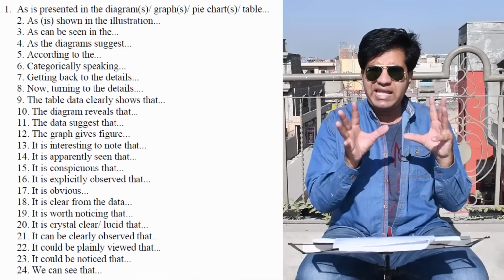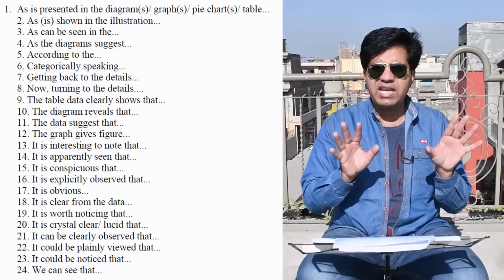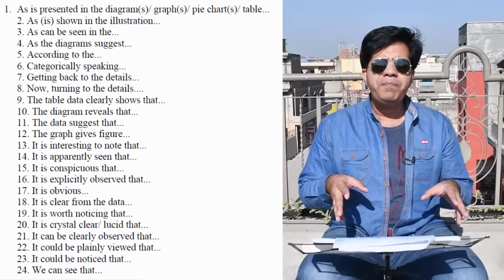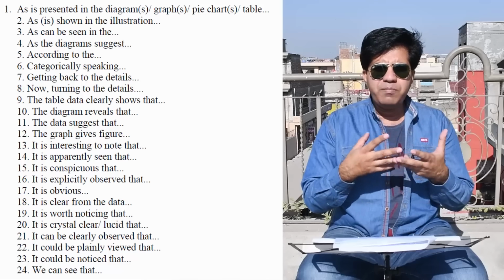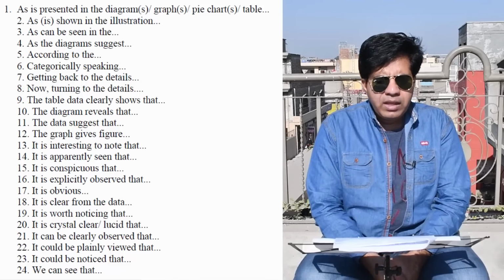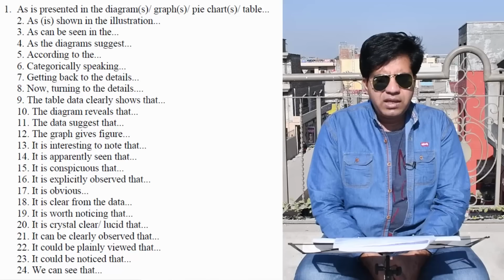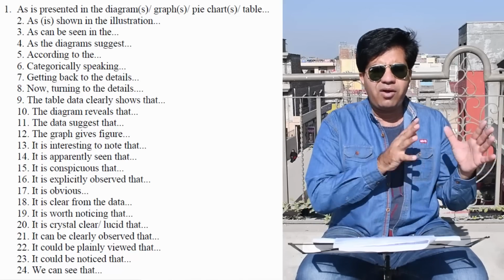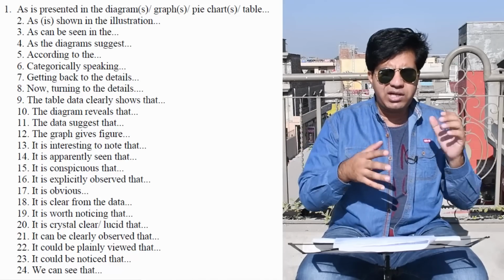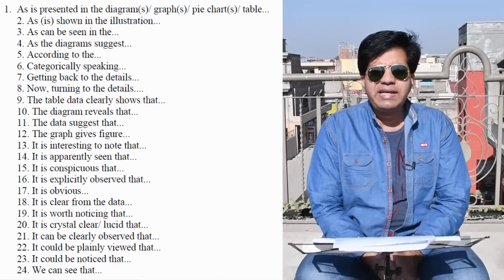Now you can use any one of these phrases very, very wisely. You don't need to learn them all. Just learn up to 3 or 4, but I'm teaching you all so that it can improve your knowledge as well. Okay, next we've got, as the diagram suggests, according to the diagram, according to the table, according to the bar chart, etc. Categorically speaking, see, such a wonderful thing.